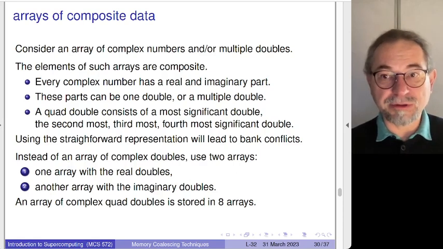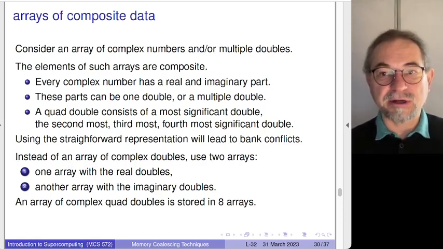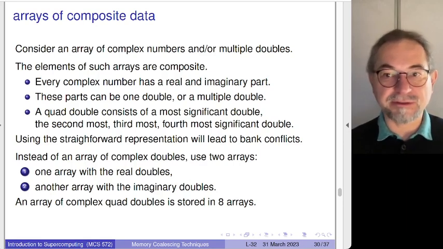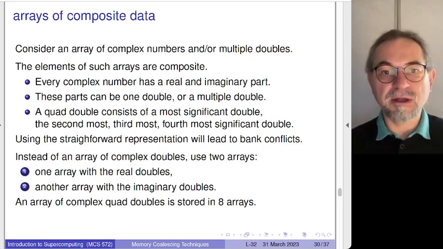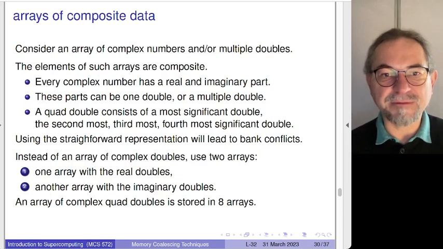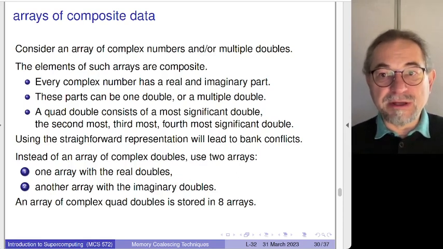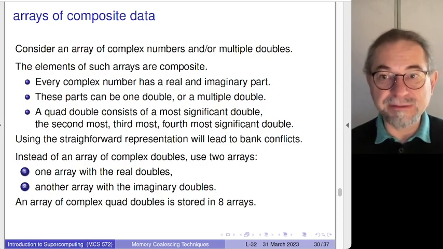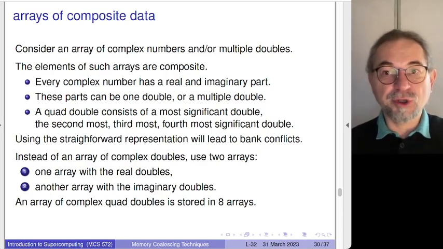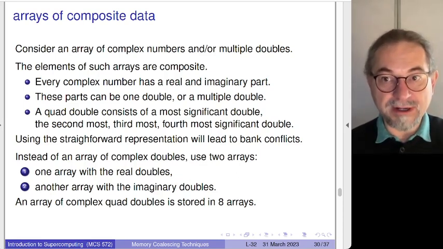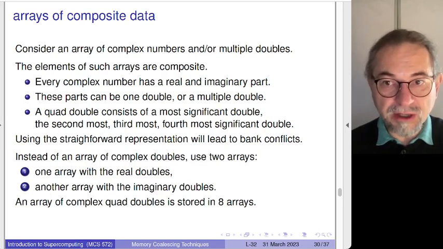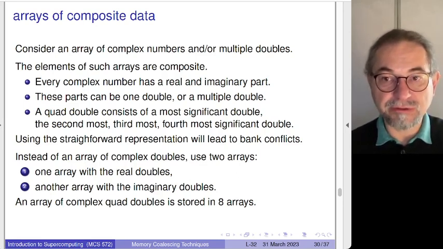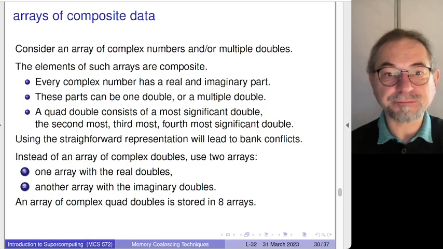A quad double consists of 4 doubles, starting with the most significant double, and then going to the least significant doubles. So double2, double4, very convenient, but if you are scaling up, you want more accurate results, so you're going to work with a higher precision.